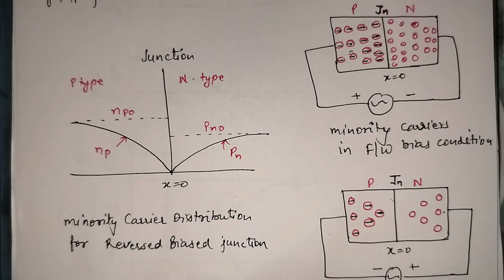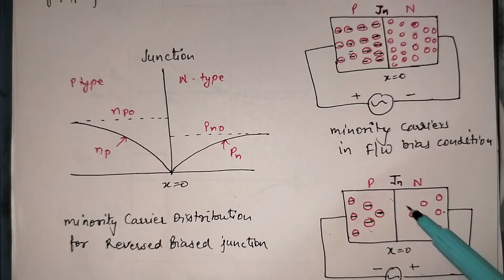Now suppose we reverse bias the junction. When we reverse bias the junction, the electrons are repelled by these negative charges and holes are repelled by these positive charges. So they will cross the junction, and they will recombine or enter the opposite regions.